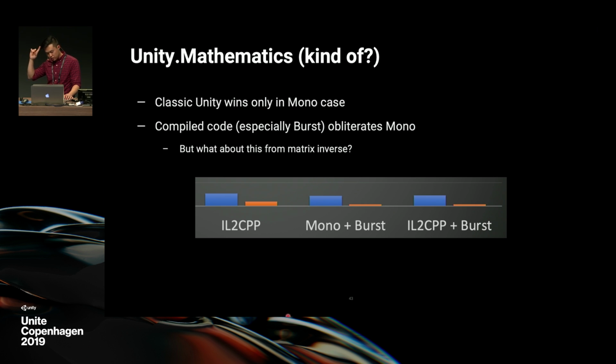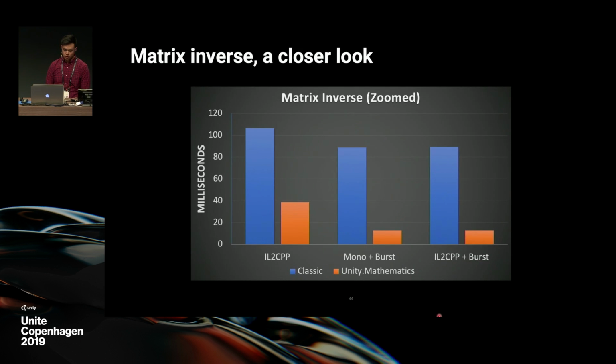But one thing is lingering in my head, and possibly yours too. What's going on in this matrix inverse case? Why is it that suddenly Burst is winning? Let's take a look more in depth. Here's what the graph looks like when I throw out the ridiculous mono runtime. And so straight from the start, classic Unity is much slower.